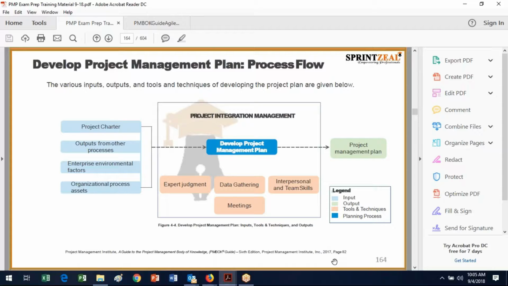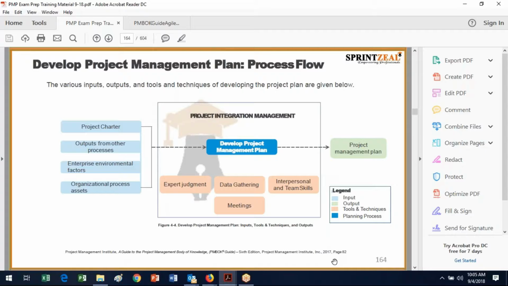And what comes out of develop project management plan is the project management plan. So again, in terms of memorization, this is a pretty straightforward process because it's named very much like its output. The project management plan comes out of develop project management plan, and that follows pretty directly.